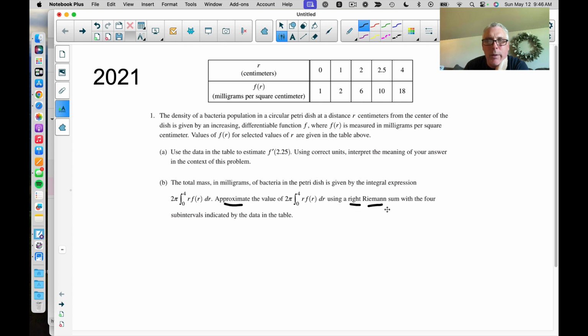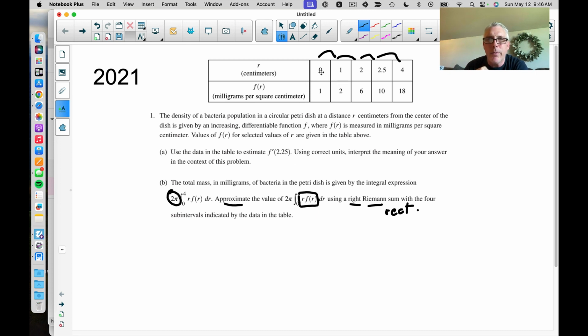Right Riemann, remember, rectangle. Using the right side, and we're going 4 subintervals. So here's my 4: 1, 2, 3, 4. 4 different subintervals. I've got to use this combo though, R times F of R. I'm not going to forget about this 2 pi. I'll do that at the end. So I'm going to go 4 rectangles, R times F of R. These F of R's are going to be determined by the right side, and I'm going to make rectangles.